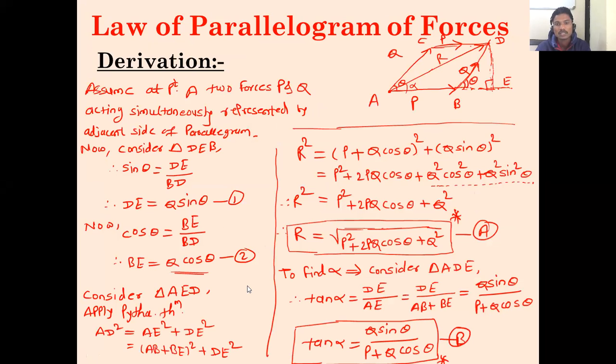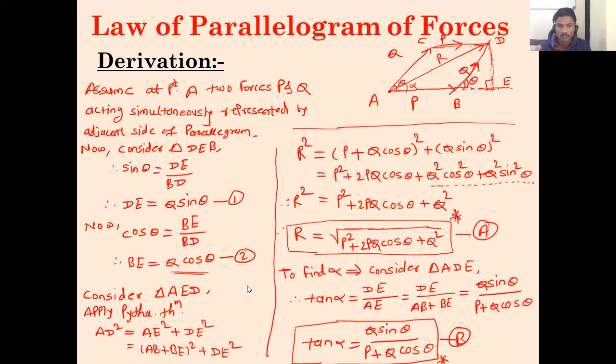So only two things you have to remember. We considered one force P and another force Q. We constructed the parallelogram. Then from one of the ends, we drew a perpendicular line on one of the horizontal forces. Then we considered one right angle triangle in which we applied sine and cosine functions. Thereafter, to find the resultant, we considered the larger right angle triangle in which we found R. We applied the Pythagoras theorem, etc.